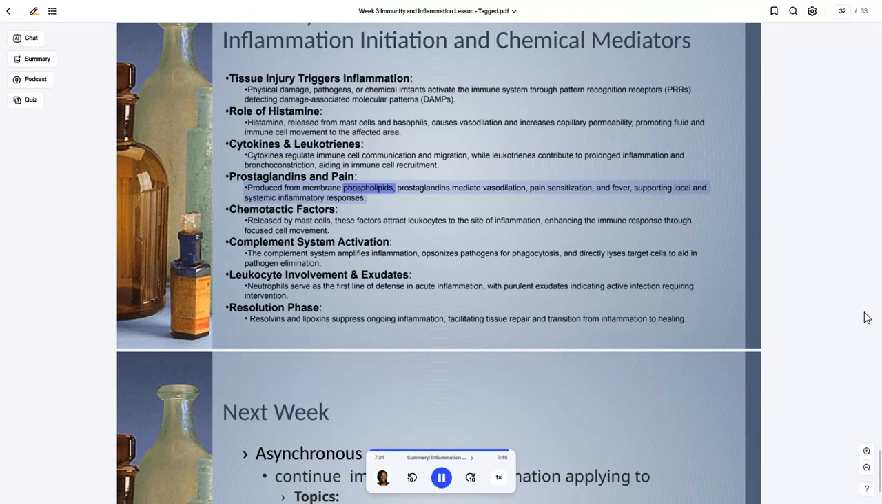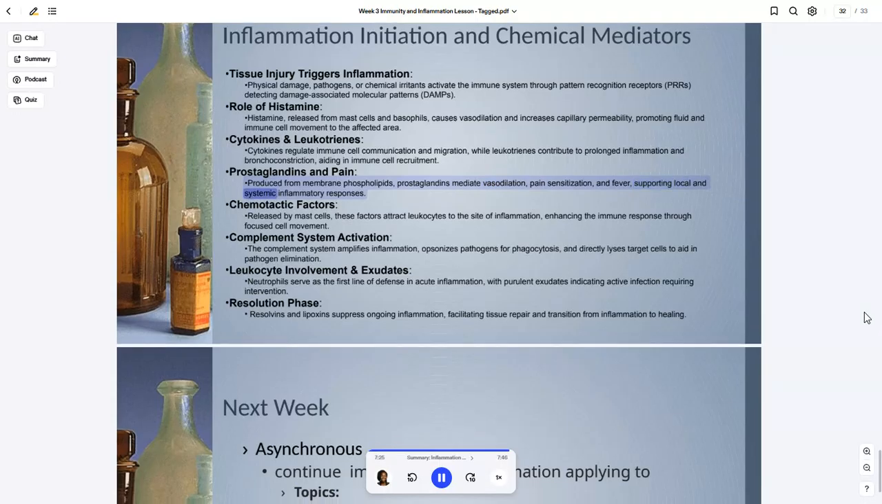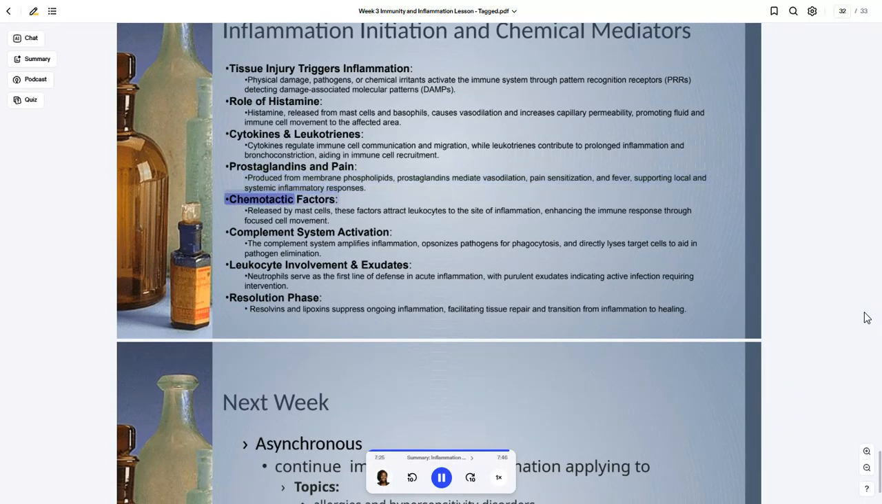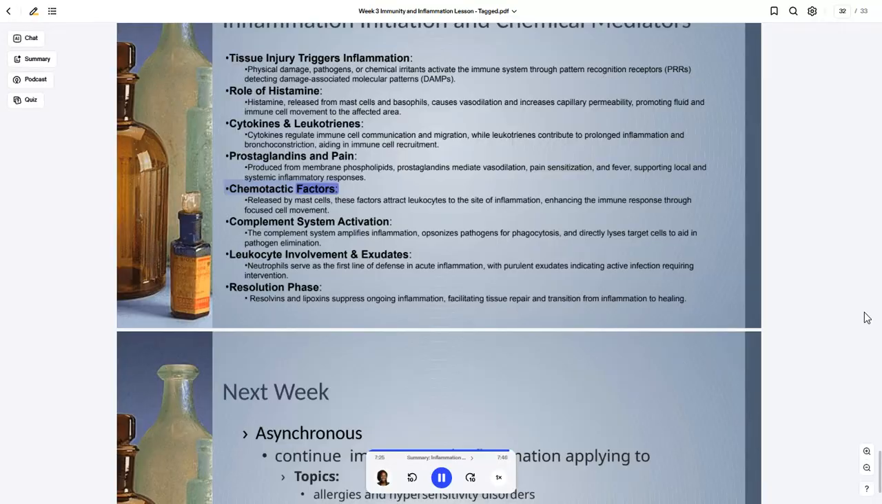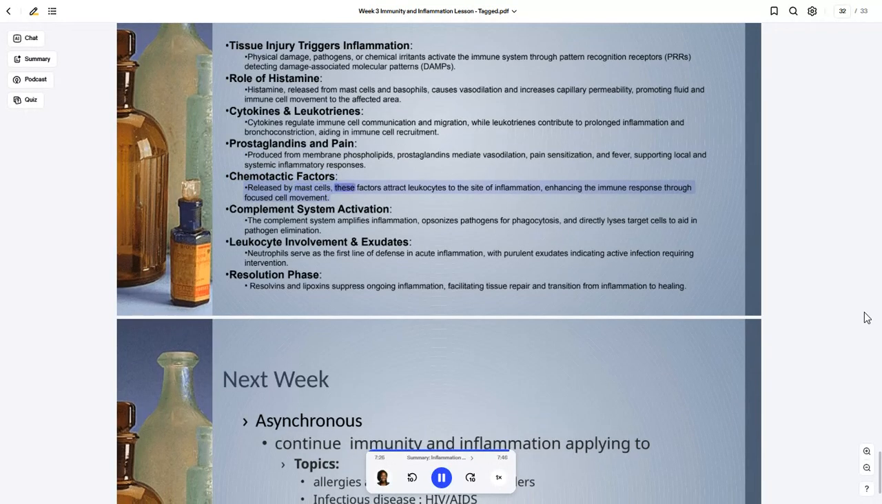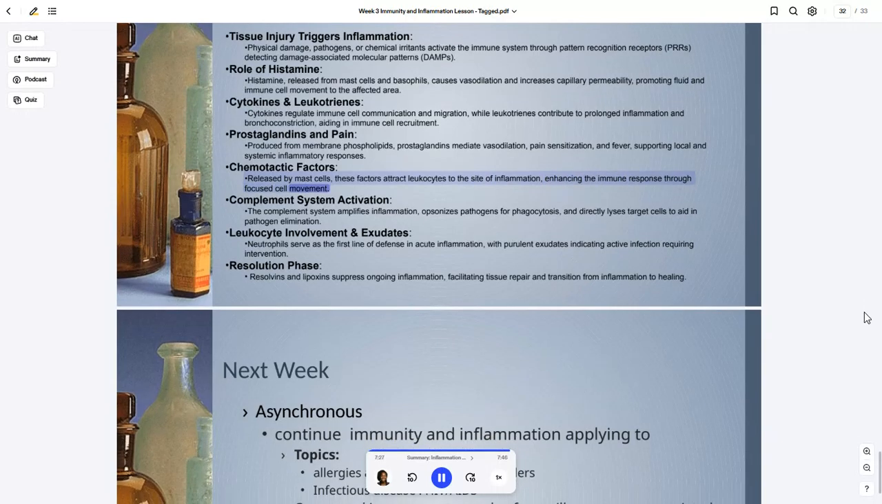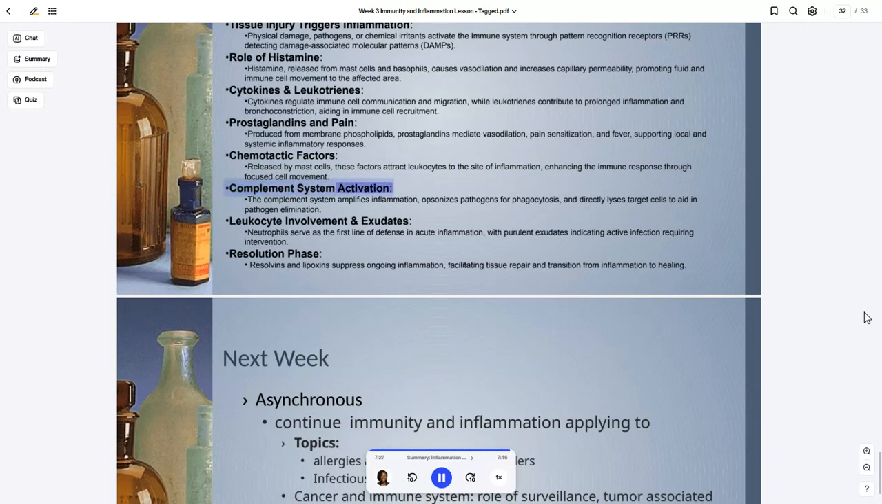Prostaglandins and pain. Produced from membrane phospholipids, prostaglandins mediate vasodilation, pain sensitization, and fever, supporting local and systemic inflammatory responses. Chemotactic factors. Released by mast cells, these factors attract leukocytes to the site of inflammation, enhancing the immune response through focused cell movement. Complement system activation.